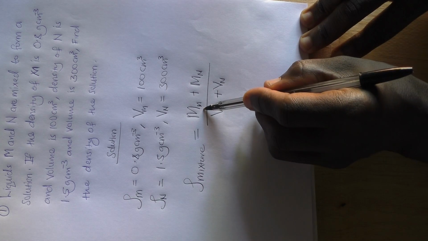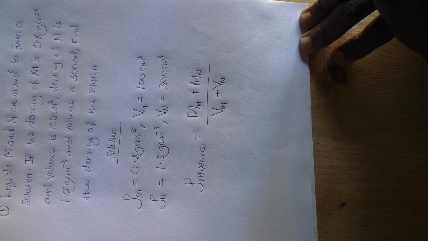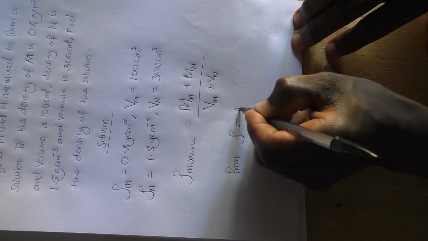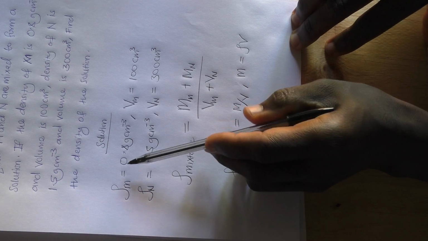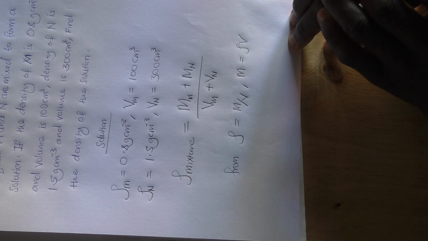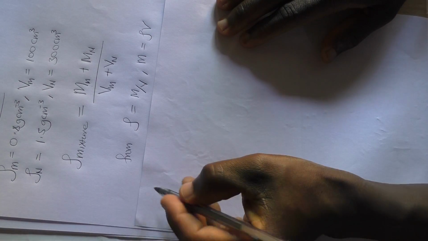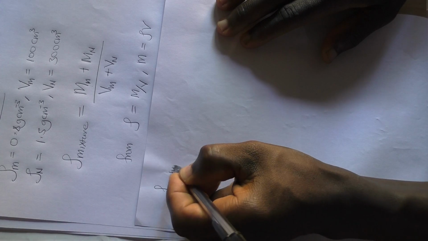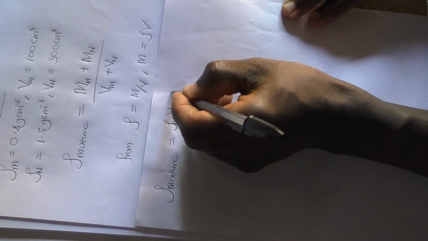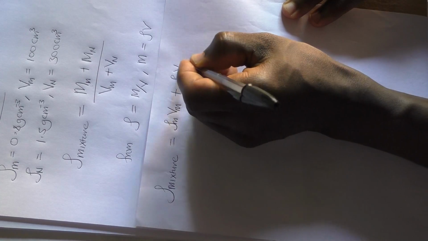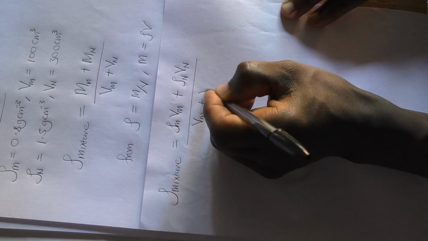However, we are not given the masses of M and N, but we can easily get the mass from density equals mass over volume. That means that mass equals density times volume. So we have the individual densities and volumes. We can use this to find the masses. Therefore, we shall say density of the mixture equals, where we have mass, we shall substitute with the density of M times volume of M plus density of N times volume of N over the volume of M plus the volume of N.